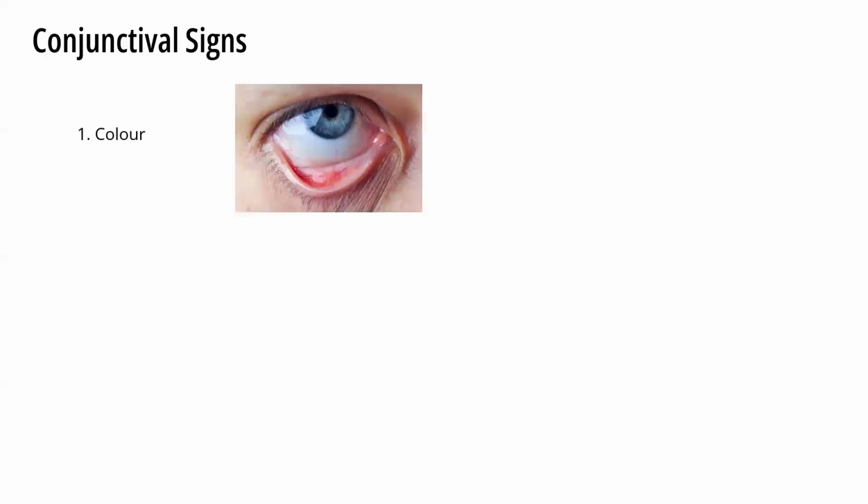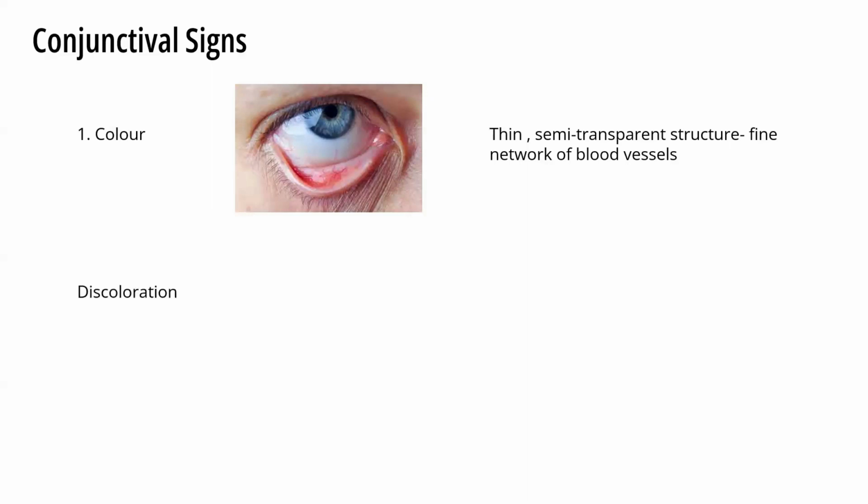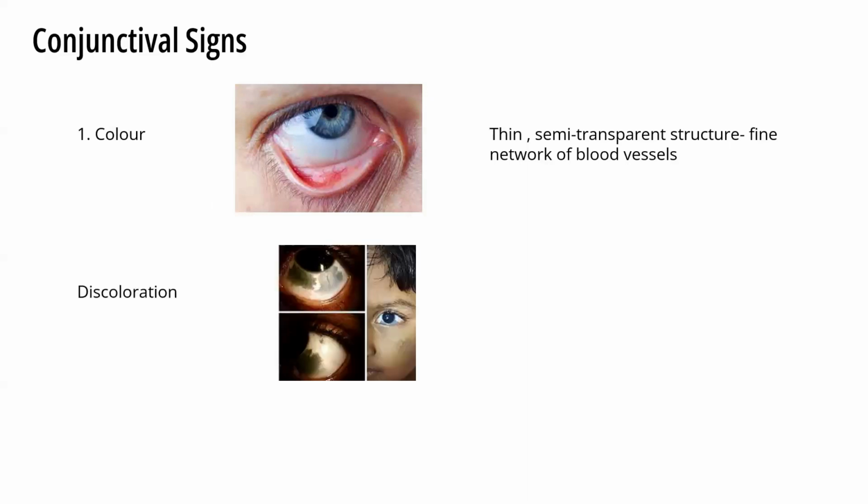Okay. Now, what are the other conjunctival signs that you will see in diseases, and what are the things that you will examine? First is the color. Normal conjunctiva is a thin, semi-transparent structure which has a fine network of blood vessels. Can you see discoloration in the conjunctiva? Yes, if there's a conjunctival nevus, you can see discoloration of the conjunctiva.